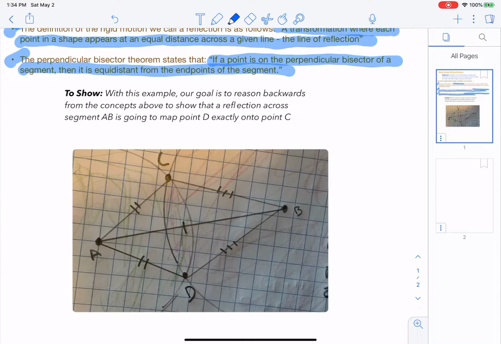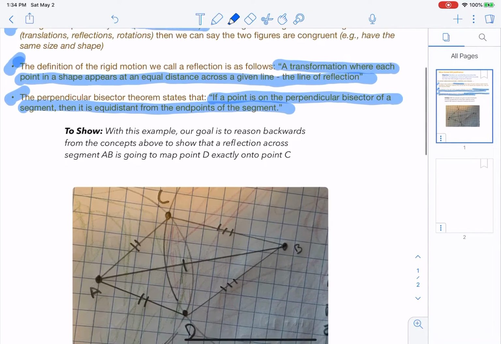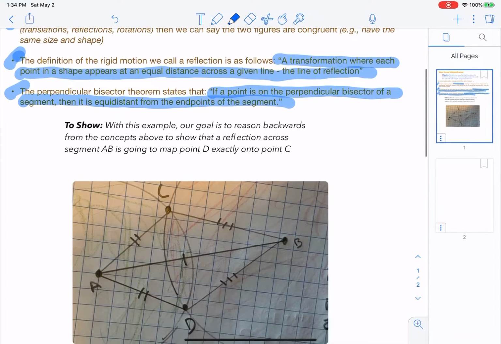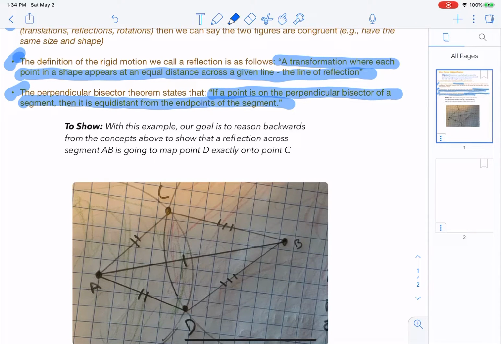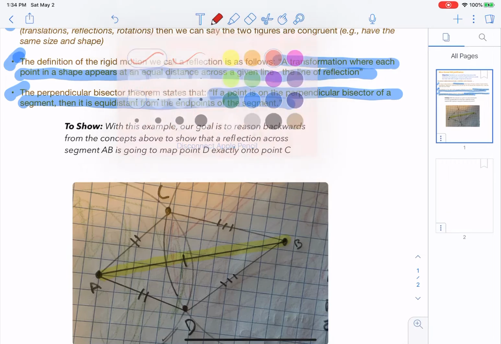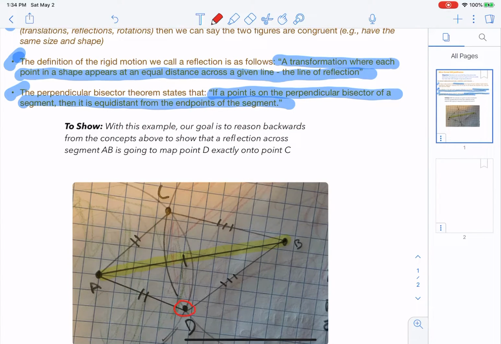To do this, our goal is to reason backwards from the concepts that I just talked about to show that a reflection across segment AB, I'll use a different color here, this segment here, is going to map point D right here exactly onto point C, which would meet the definition of a reflection that we talked about before. So we're hopeful that we're going to be able to do that.